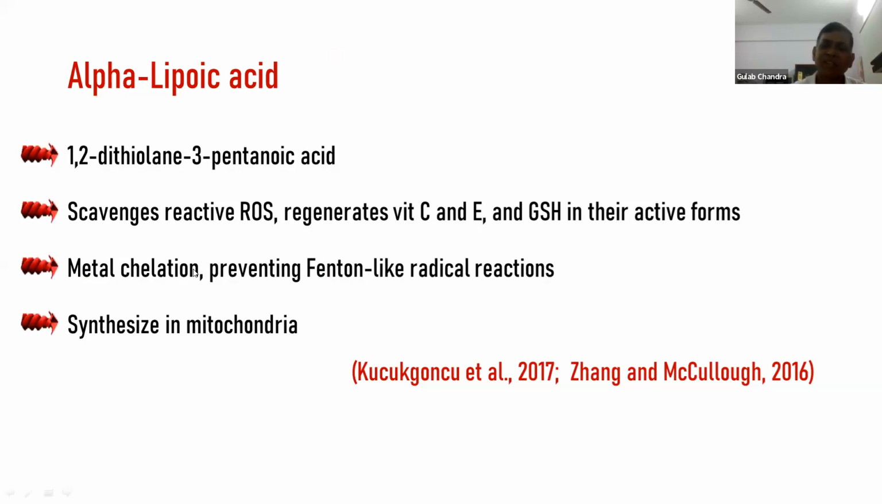It also promotes metal chelation and prevents the Fenton-like radical reaction, by which it also prevents the conversion of hydrogen peroxide to hydroxyl radical. And alpha lipoic acid is synthesized in the mitochondria.